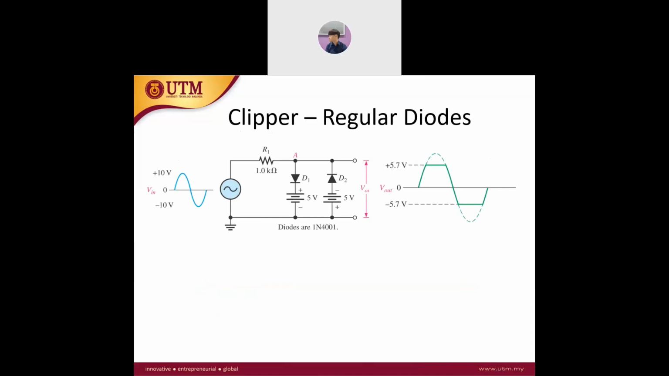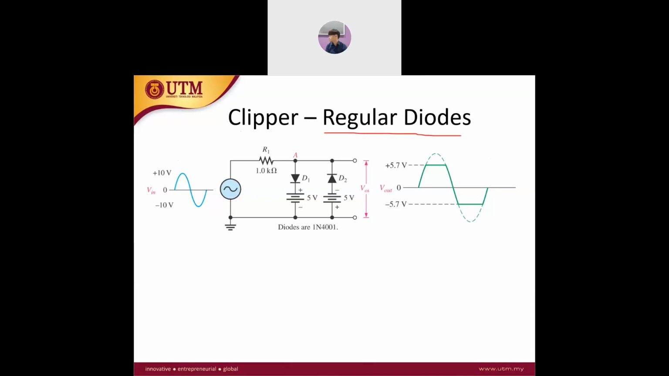Next we go to the clipper. For the case of regular diodes, just for recap, later we're going to compare the clipper with the Zener diodes, which are designed for the breakdown region. So this one is the clipper bias circuit, meaning we have an external bias applied in conjunction with our diodes.